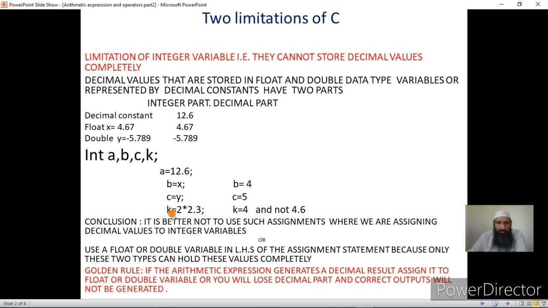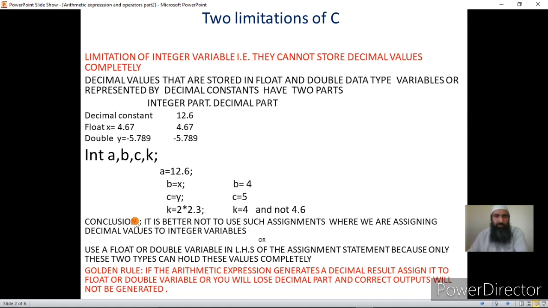Now, if I try to do this expression, that is 2 into 2.3. Now 2 is an integer and 2.3 is a decimal constant. The result of this, if I multiply them manually, will be 4.6. But once the result 4.6 is produced, k cannot hold it because k is an integer. Now what will happen in this case? Instead of 4.6, 4 will be assigned to k.